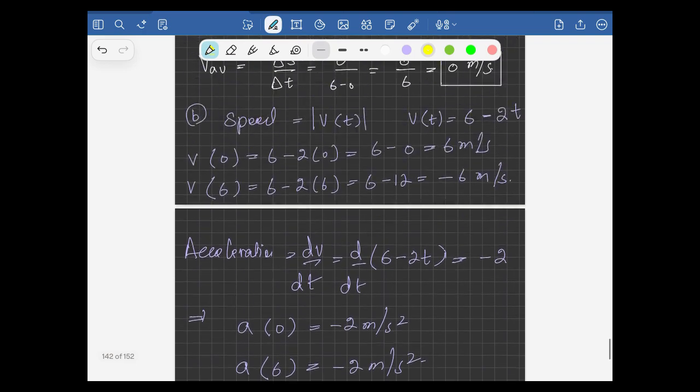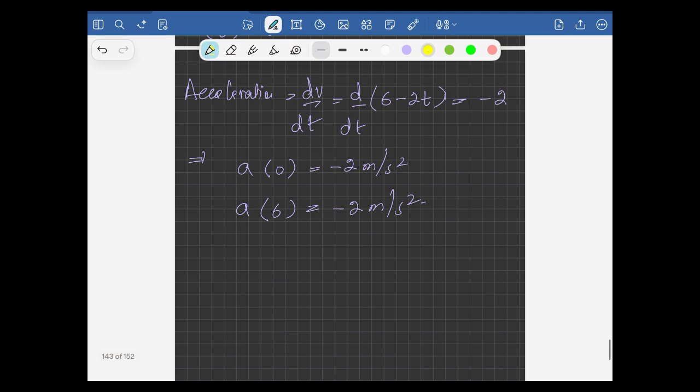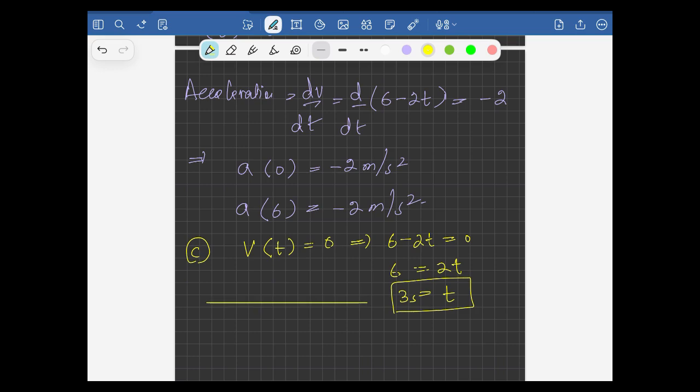In the C part, again, we need to identify whether the body is going to change its direction at any point or not during the interval. So we let the velocity at time t equal 0, which is 6 minus 2t equals 0. And the value of t becomes 6 by 2, which is 3 seconds. Now we need to see if this exists within our given interval, which is 0 to 6. 3 is in between here.